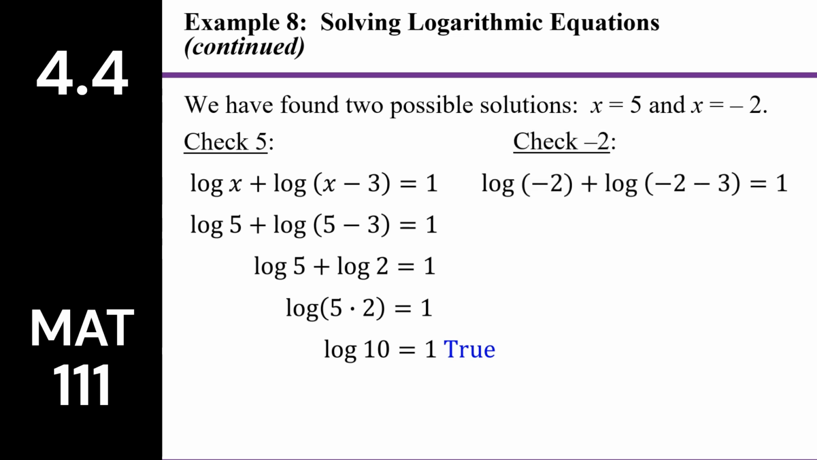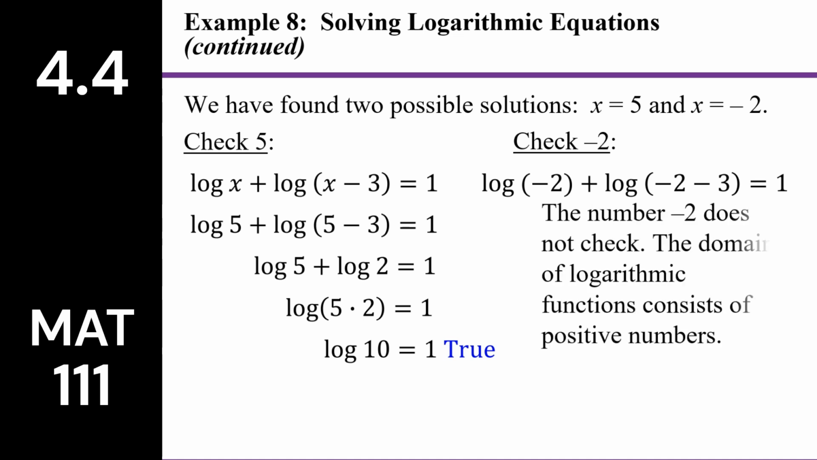Now we'll check negative 2 by substituting negative 2 into both sides, and we can stop immediately because the first expression is asking us to take the log of negative 2. Since we cannot take the log of negative 2, the negative 2 does not work. So our solution set only contains the one that works, so the solution set is 5.